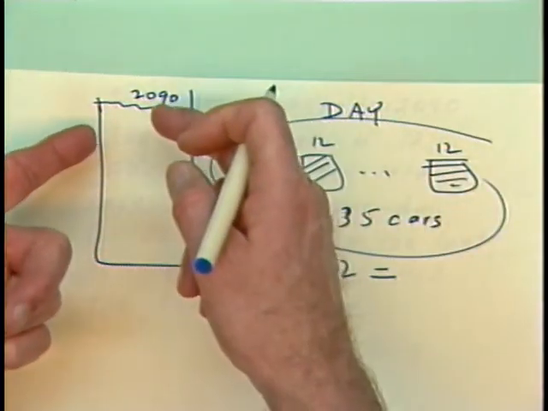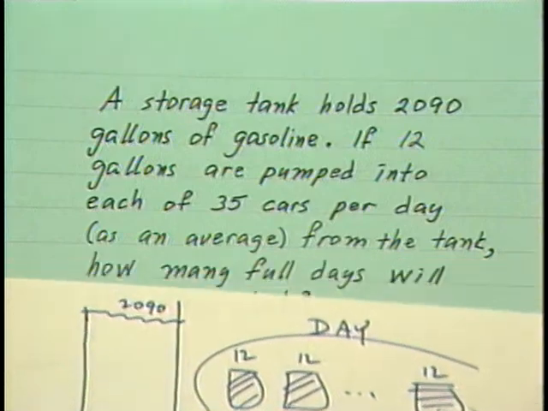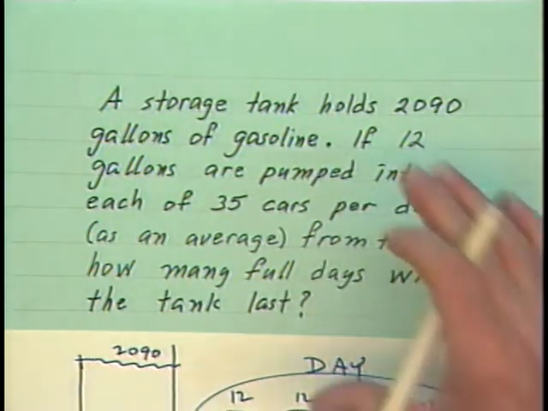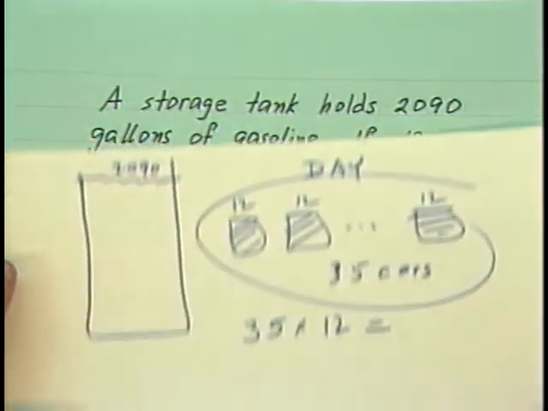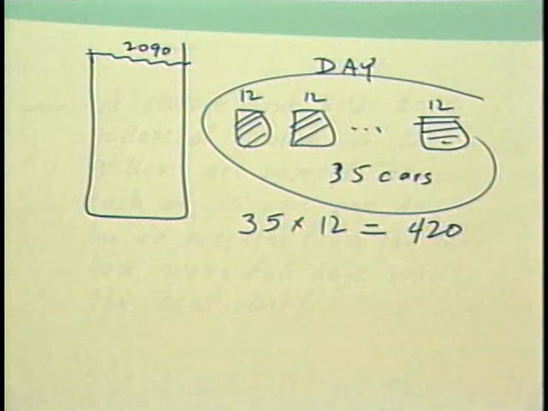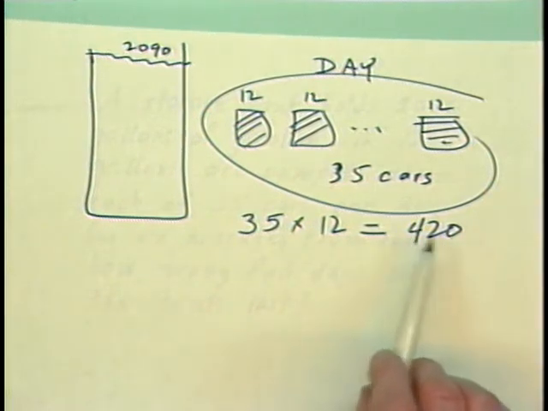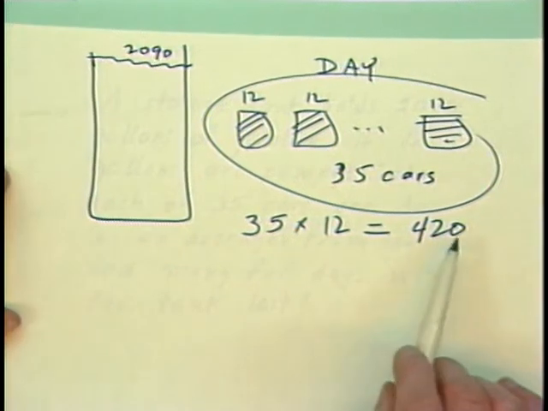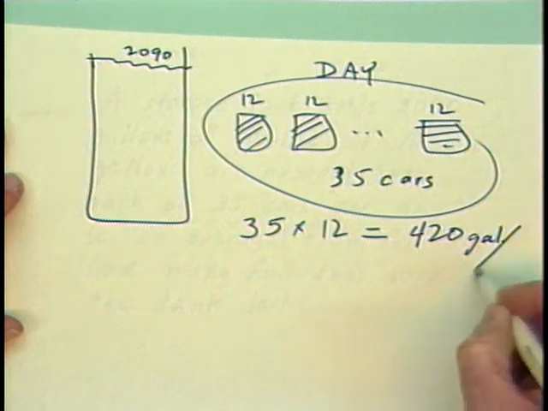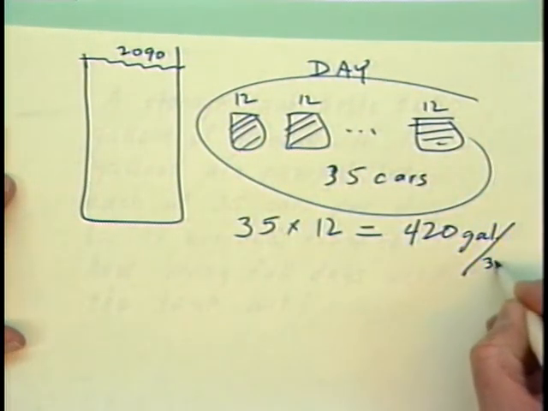And see that I'm using a diagram in this case to sort of feel my way through what they're saying if I don't see it in the words alone. Of course, with practice, you will see it in the words alone. So, multiplying these two, we get 420 gallons, but for what? Well, 420 gallons of gas per day in those 35 cars.